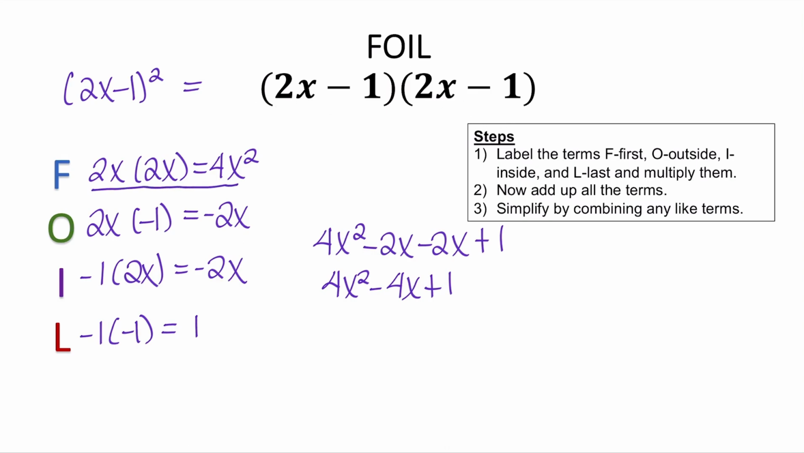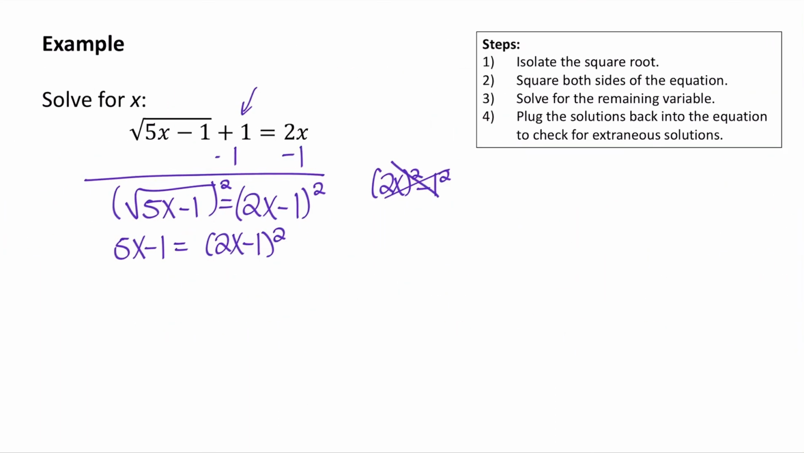Then we multiply the outside terms, 2x and negative 1, which gives us negative 2x. Then we multiply the inside terms, negative 1 and 2x, which gives us negative 2x. And then we multiply the last terms, negative 1 and negative 1, which gives us positive 1. Now we add up all our terms and combine the two like terms in the middle. So we have 4x squared minus 4x plus 1. We go back here and write 5x minus 1 equals 4x squared minus 4x plus 1. Now this is a quadratic equation.